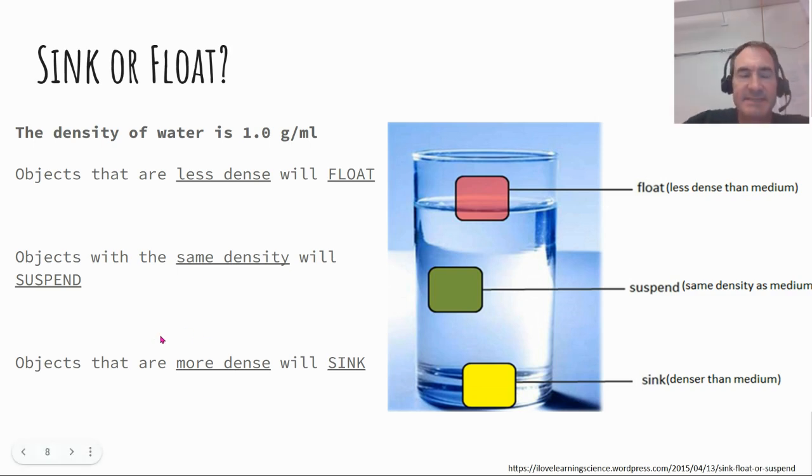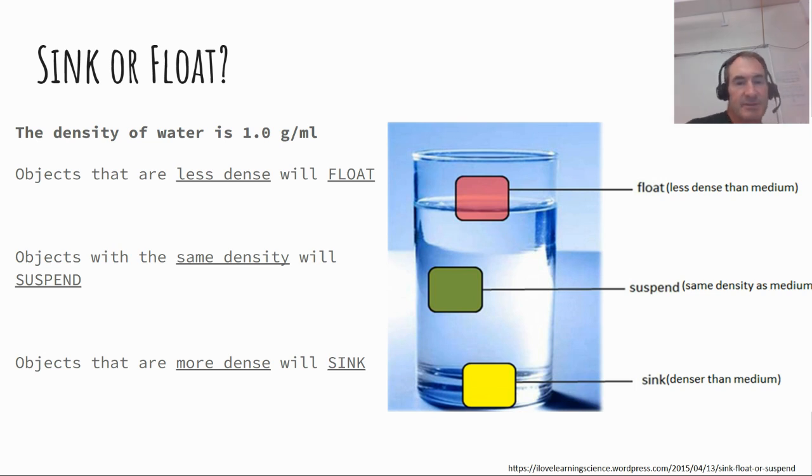If they have the same density, so let's say I have a material and it's the exact same density as the water, it's going to suspend, meaning wherever I push that object to in the fluid, in the water, it's going to stay in that spot. That's called suspending.